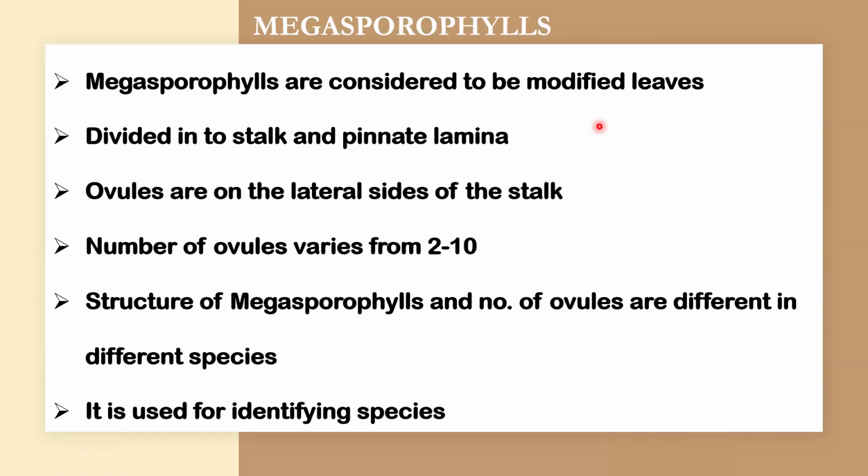Ovules are attached on the lateral side of the stalk, and the number of ovules may vary from 2 to 10. The structure of the megasporophyll and the number of ovules are different in different species, and therefore it helps in identification of species of Cycas.